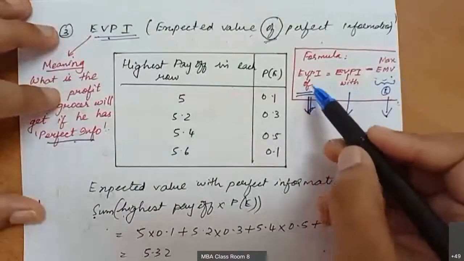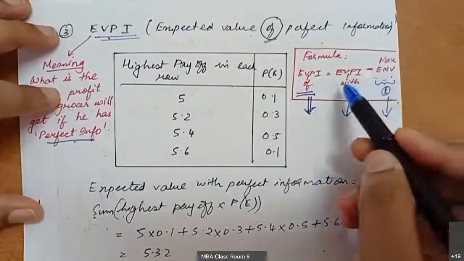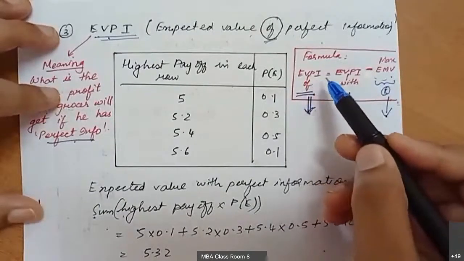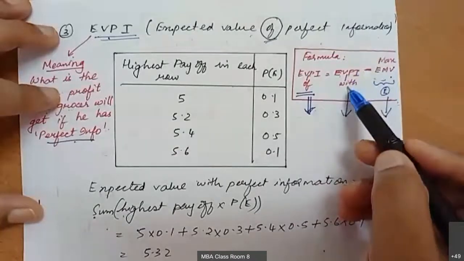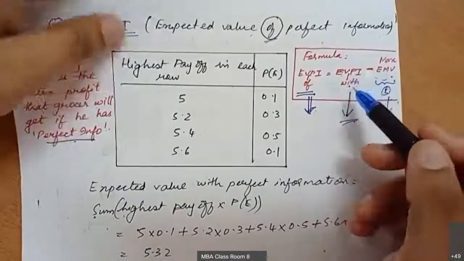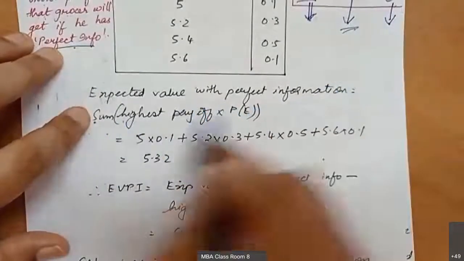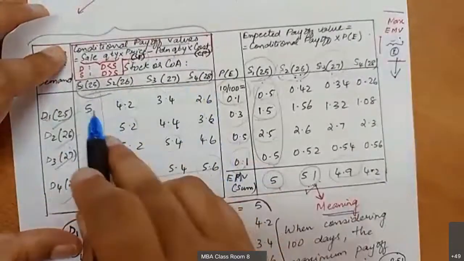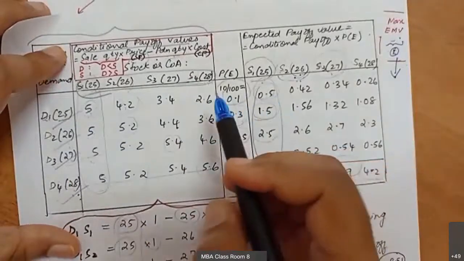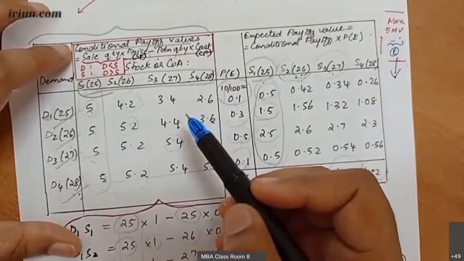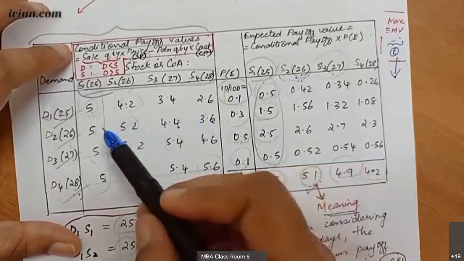For that, EVPI is equal to EVwPI minus EMV. Be careful: in the first case, EVPI is expected value of perfect information. In the second one, it is expected value with perfect information. So first we'll see how to calculate expected value with perfect information. You take the highest payoff from the payoff matrix. This is our payoff matrix. In each row, you take the highest payoff, because perfect information is given. So on a given demand today, we will get the highest profit.